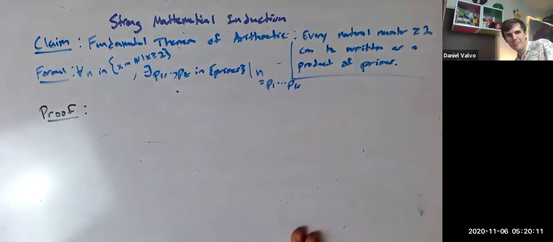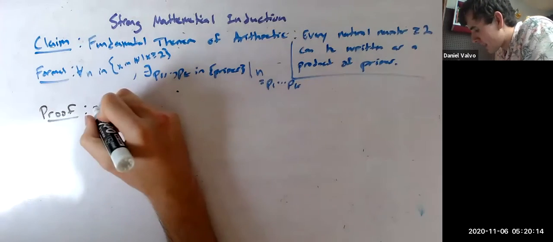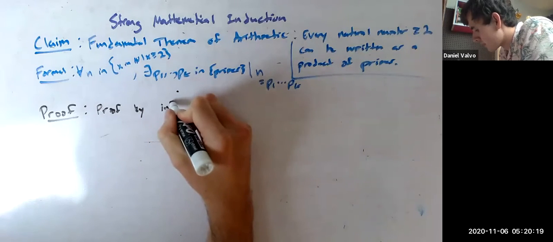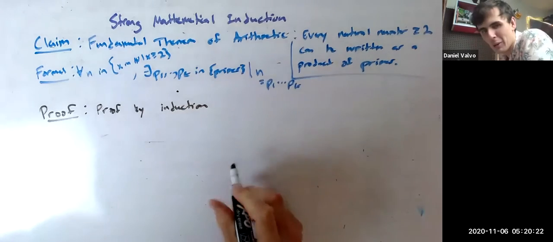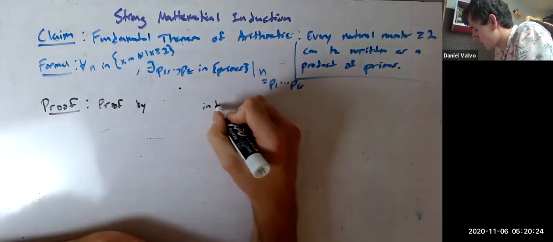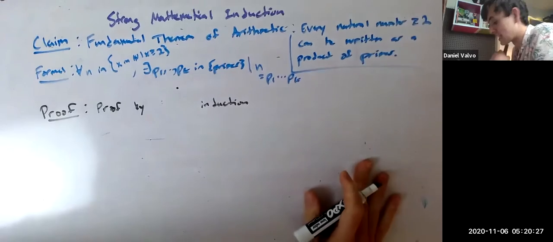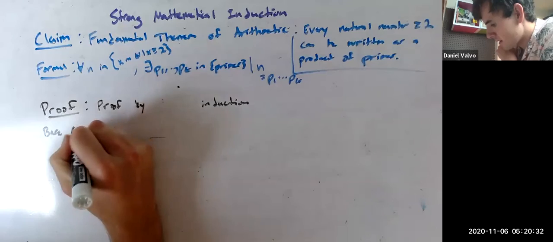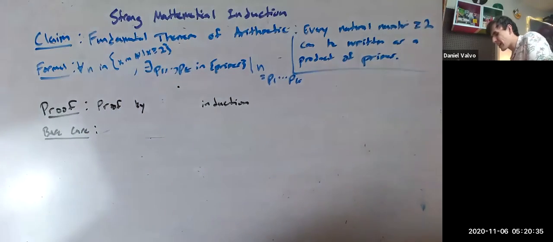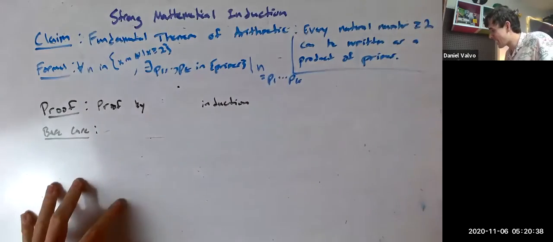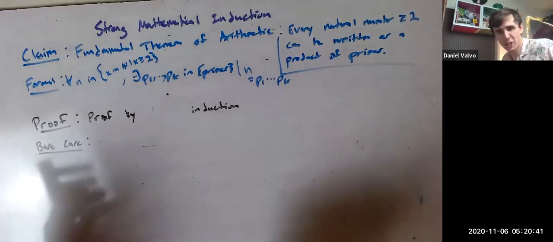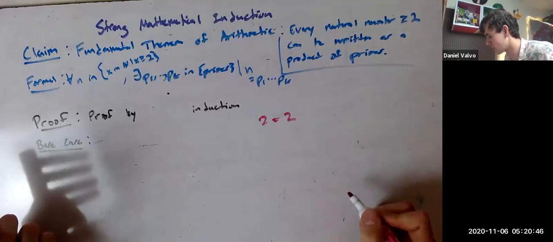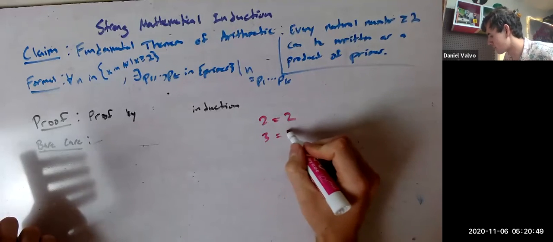So, proof. Proof by induction. Not going to put weak or strong yet because let's talk about what we need here. Proof by some kind of induction. Base case. So the idea that I want to explore is that if we can show that 2 itself is a product of primes, 2 itself just equals 2. And 3 is a product of primes, it equals 3.